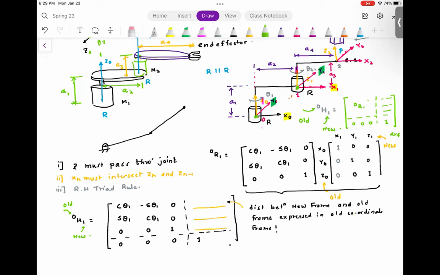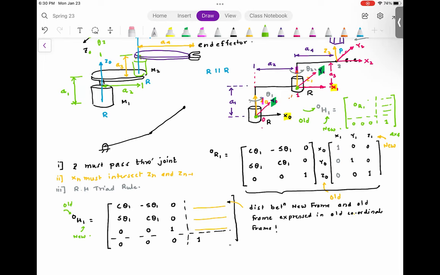Everyone understand this? However, please understand, the relationship must be valid for all angles of theta 1. Which means, right now theta 1 is 0. When theta 1 is 0, to go from the 0th frame to the first frame, I need to go up along Y0 by distance A1, and I need to travel towards the right along X0 by distance A2.